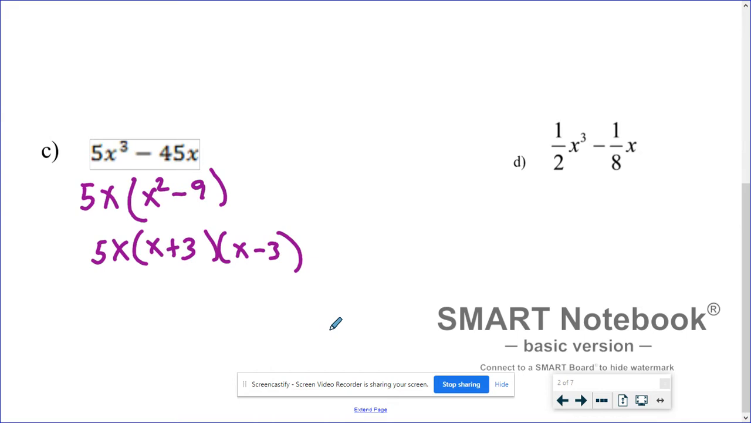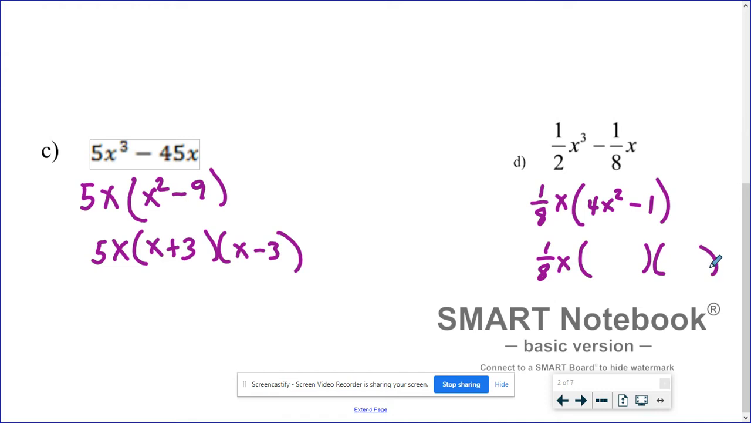1/2 x cubed minus 1/8 x looks like it does not have a GCF, at least for the coefficients, but it actually kind of does. It's going to be 1/8 and then x. If I do 1/2 divided by 1/8, you get 4. And then x cubed divided by x is x squared. And 1/8 x divided by 1/8 x is 1. All right, and then the 1/8 x will stay out there. This is a difference of squares again. So you have 2x plus 1 and 2x minus 1.